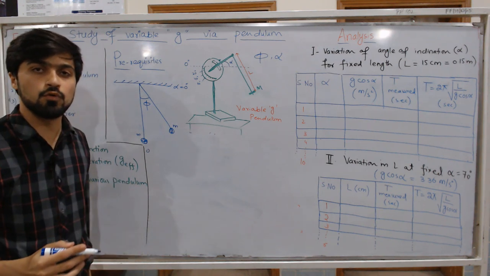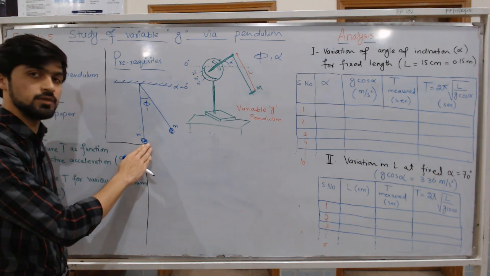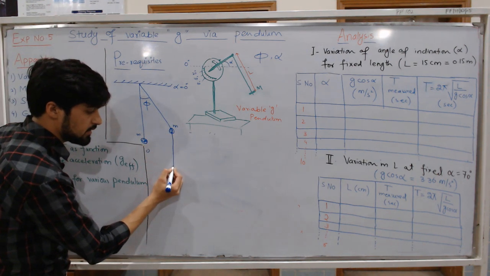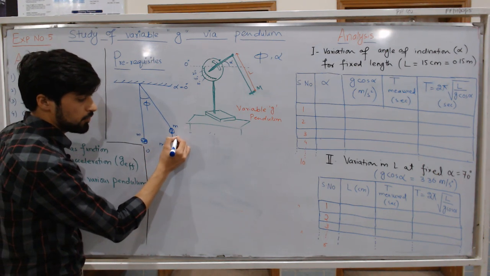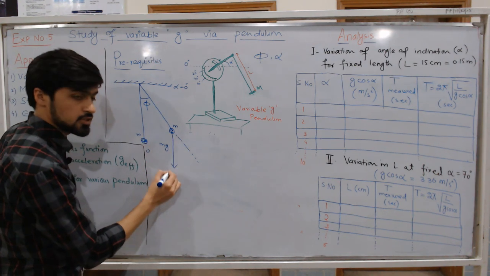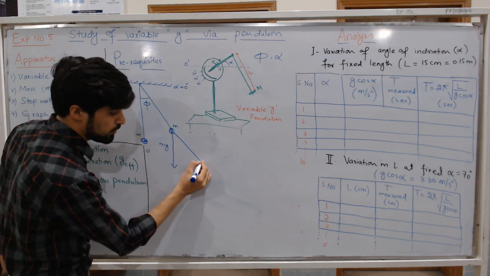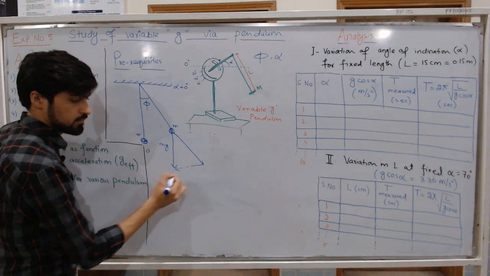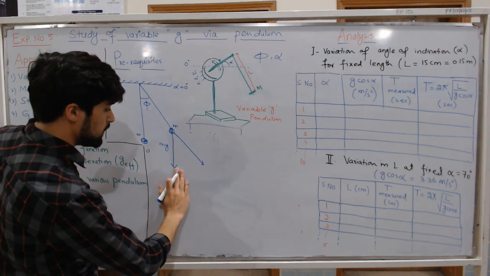So what happens when I displace this pendulum M? It will move back to its mean position, because there is a restoring force. The gravitational force is responsible to move this pendulum back to its mean position. So what will happen? There are certain components. If its weight is acting downward, this will be mg. We know the vector resolution, so we will resolve this force into components. One component will be this one, and the other component will be this one, perpendicular to it.